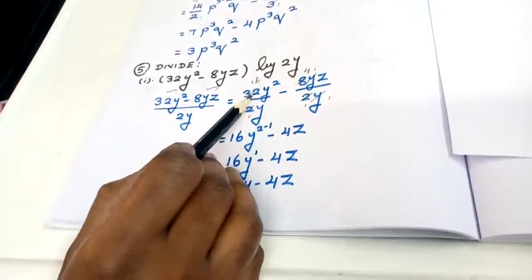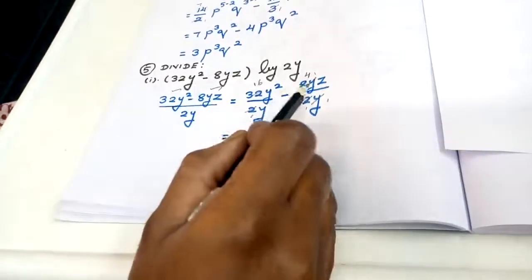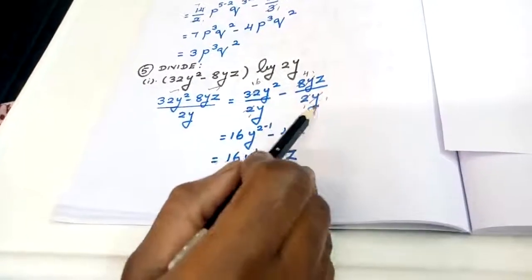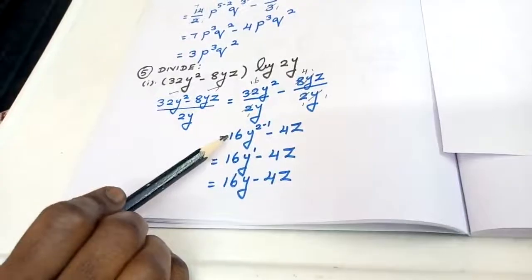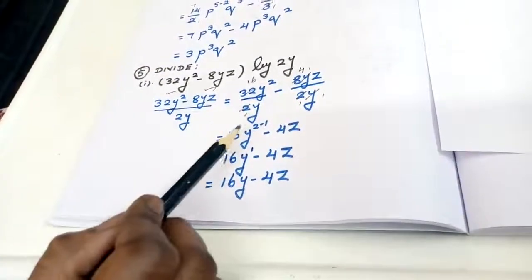So, 32y square divided by 2y minus 8yz divided by 2y. Calculate the value, students. While you are calculating, be careful, check the variable and then do the calculation.